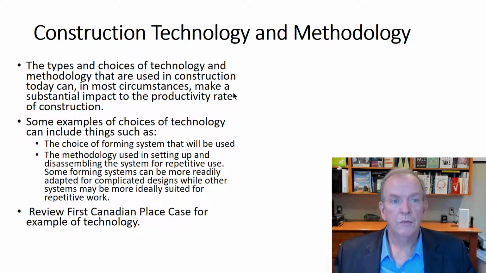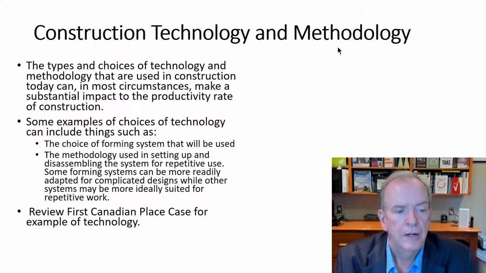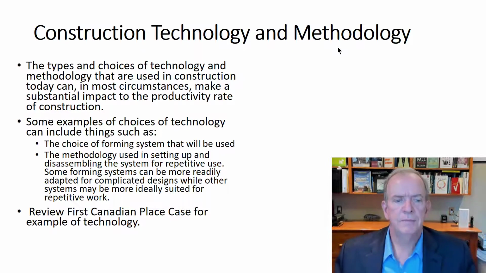So construction technology and the methodology, as I was saying, there's a lot to think about with methodology of use. You can look at First Canadian Place as a good example of this. First Canadian Place is the BMO Tower downtown, but it still goes by the name First Canadian Place. And it's about a 60-story building covered in Carrara marble.